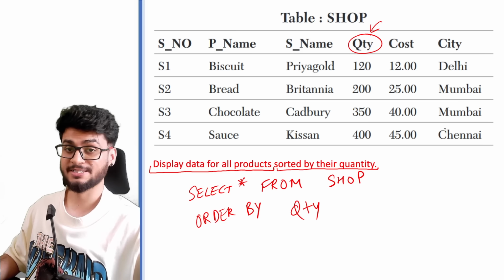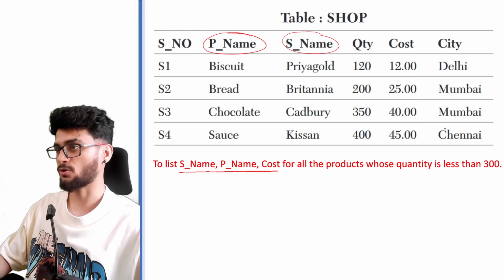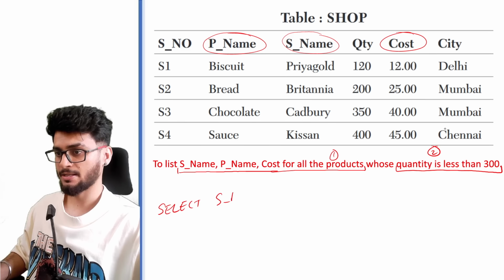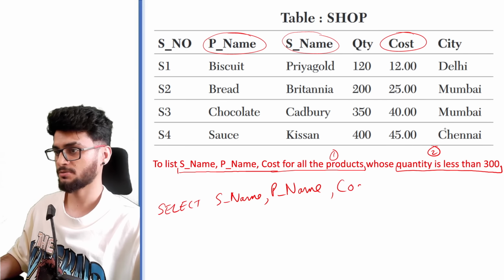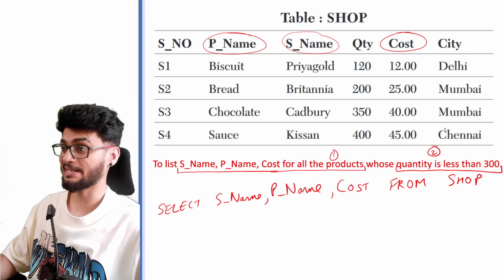Okay, so the next part is asking you to list S name, P name, cost. So this can be seller name, this can be product name and cost. हम लोगों को ये चीज़ें print करनी है for all the products whose quantity is less than 300. Now there are two parts. We need to print this. Select S name, comma P name, comma cost from shop. Okay, so this is the first part. Whose quantity is less than 300. जहाँ पर quantity आपकी 300 से less है.